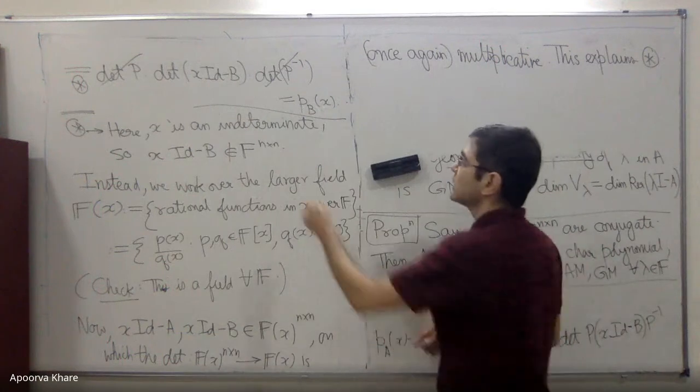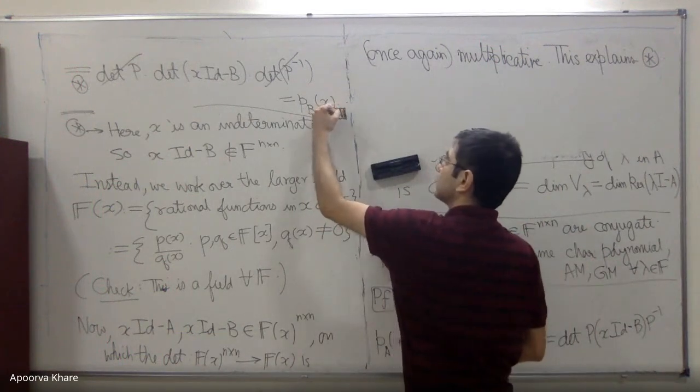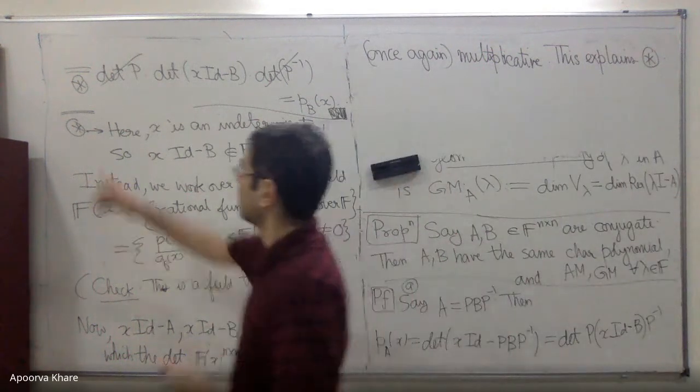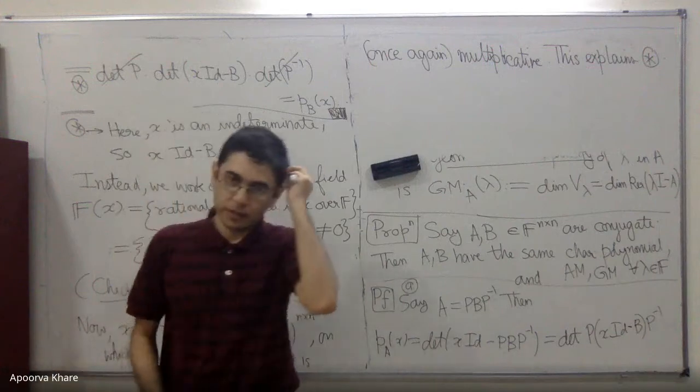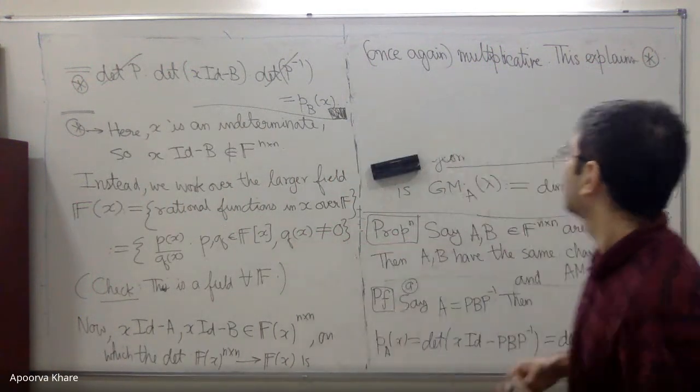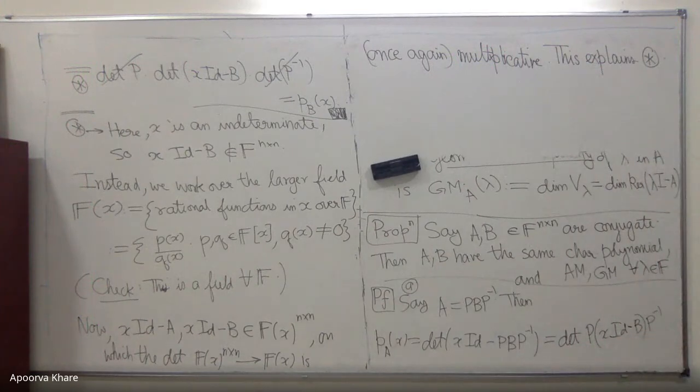And once you know this reason, then of course the fact that the two characteristic polynomials are equal is trivial. The only thing is you have to make sense of this step, and that's what we are doing. It is that you don't work over the field F, you work over the field F(x). Okay, great. So now, simplifying. Okay, great. So that is one thing.